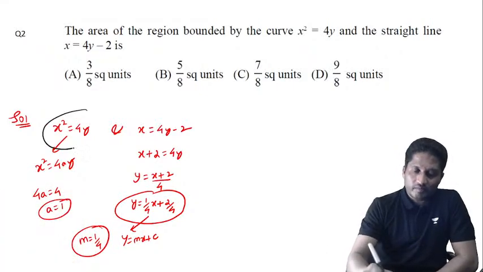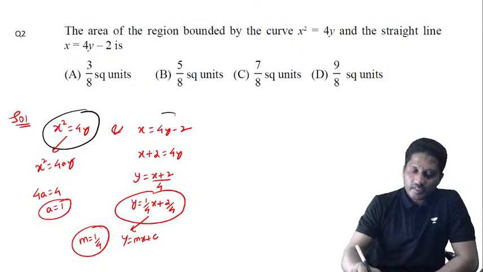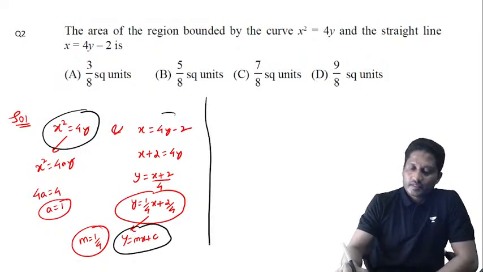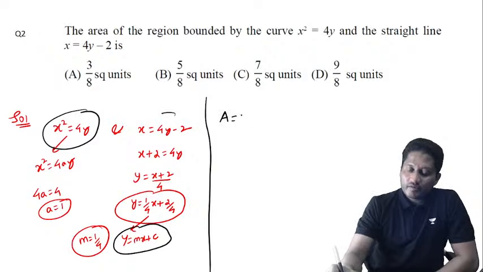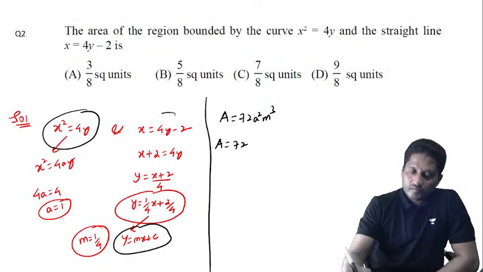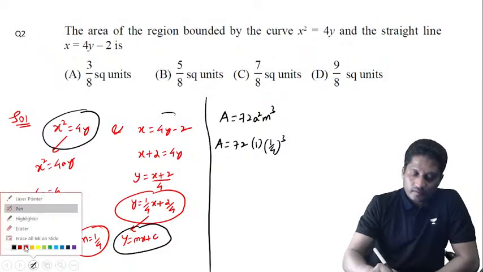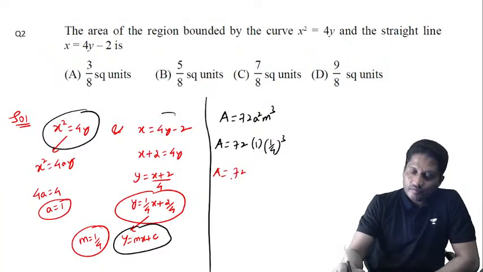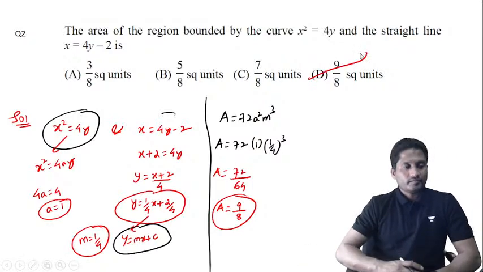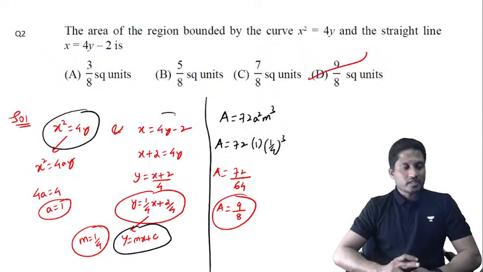Right, so area bounded by y square is equal to 4x. The shortcut, guys. Area bounded by y square is equal to 4ax and y is equal to mx plus c, area will be equal to 72a square into m cube. Here a is 1, and m cube is 1 by 4 the whole cube. 4 cube is 64, but divide by 8, this is 9 by 8 square units. Answer is option D.